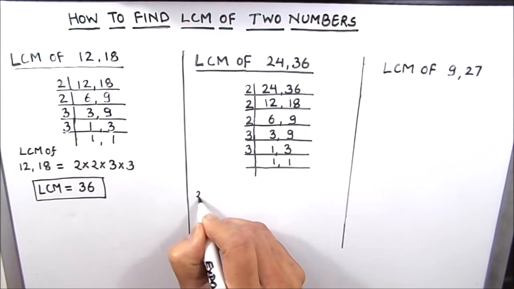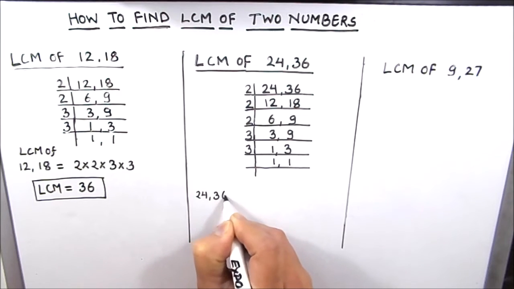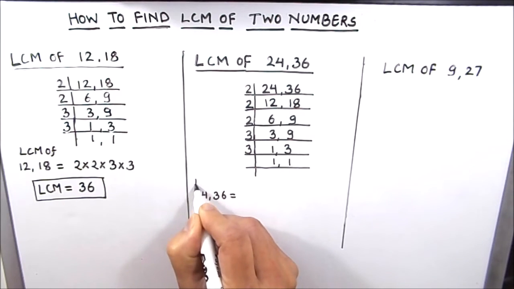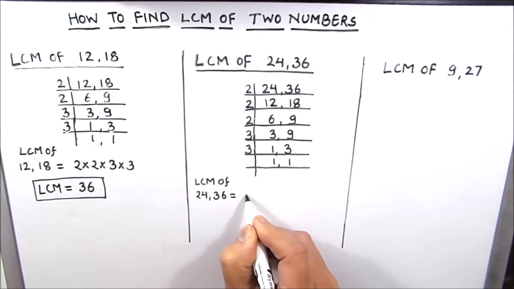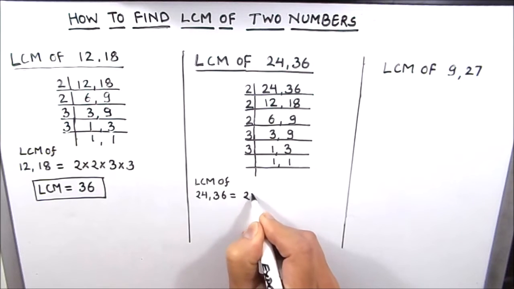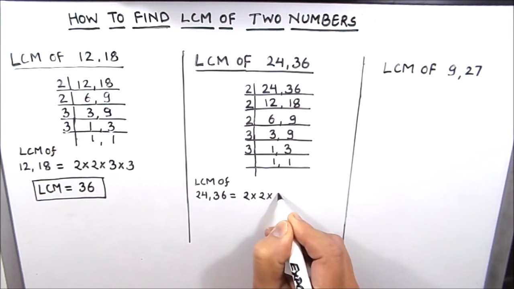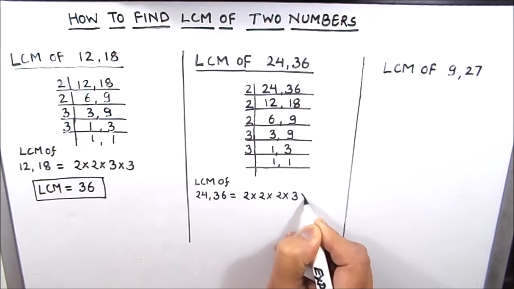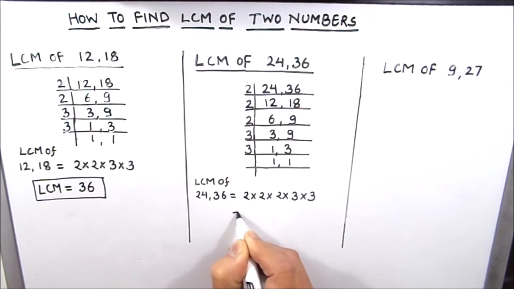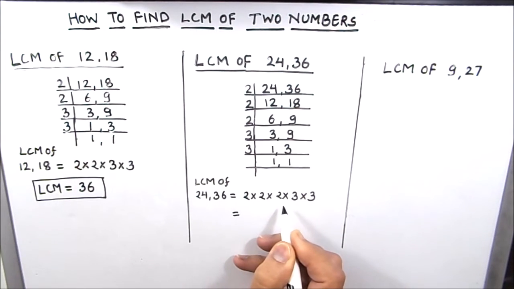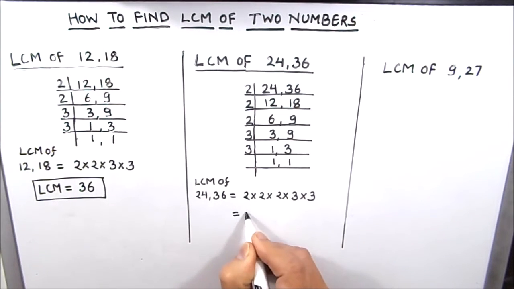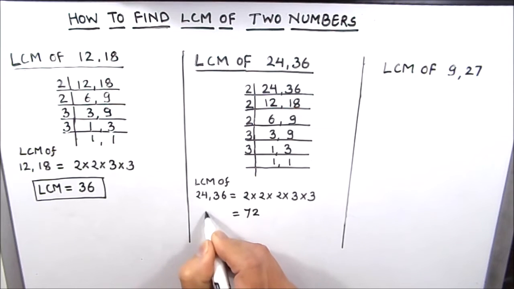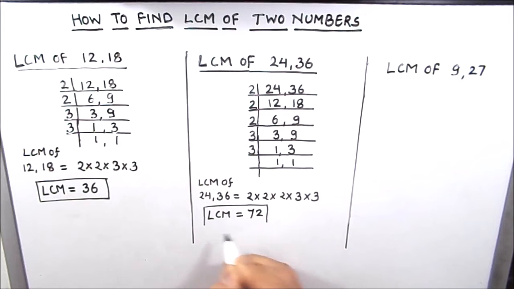Now for finding the LCM of 24 and 36, we are going to take the product of all the numbers which are on the left hand side of the ladder. So this is going to be 2 times 2 times 2 times 3 times 3. So 2 times 2 is 4, 4 times 2 is 8, 8 times 3 is 24 and 24 times 3 is 72. So the LCM of the two numbers 24 and 36 is 72.